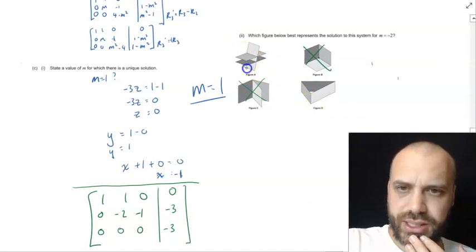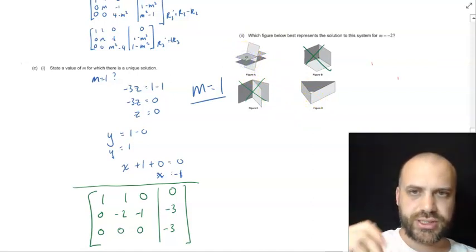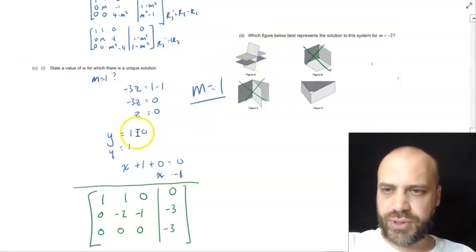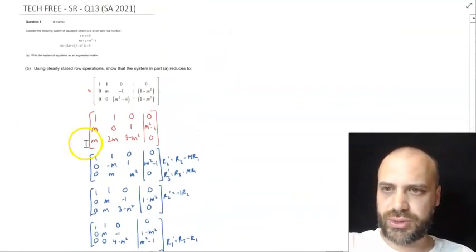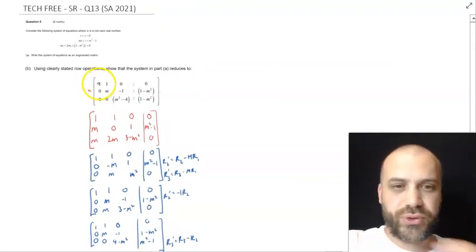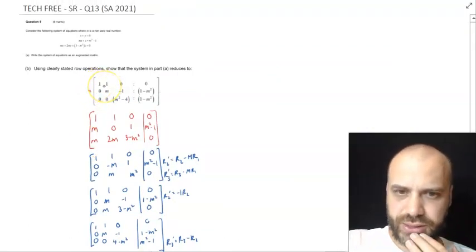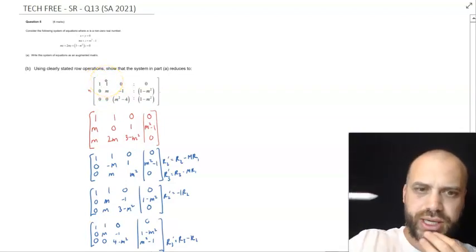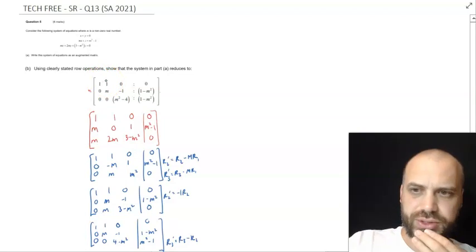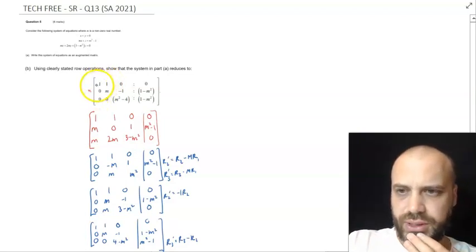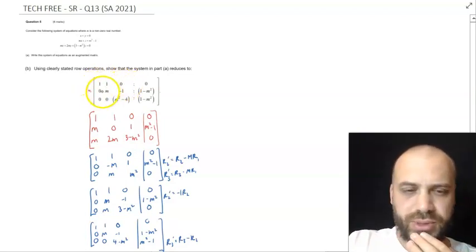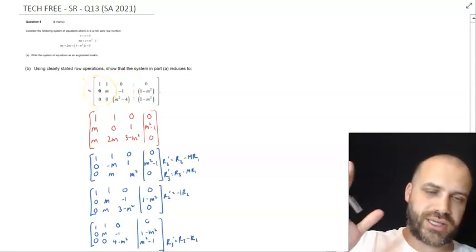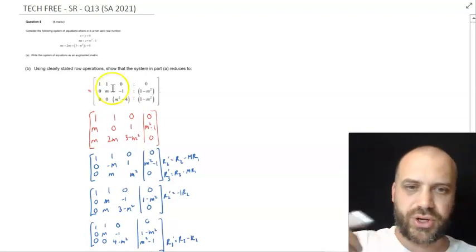Now this one here you can see implies that two of the planes are running parallel to each other. And if we go back to our initial question, for them to be parallel to each other, two of the rows would need to be multiples of each other. So this would have to be like, if this was 1, 1, 0, then the next one would have to be like 3, 3, 0. But this is not the case here. They're not multiples of each other.